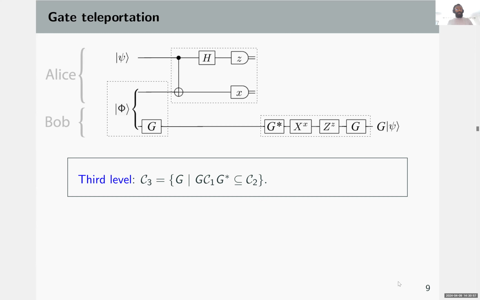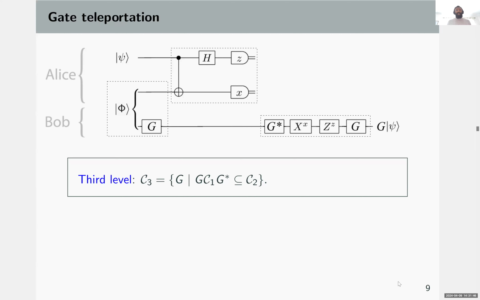And so this also motivates the definition of a third level gate. I defined C1 to be the Pauli gates, C2 to be the Clifford gates, and C3 looks very similar to the definition of C2. G is third level if when you conjugate a Pauli, you get back a Clifford. Originally a Clifford gate conjugates Paulis to Paulis. Now third level gates conjugate Paulis to Cliffords. The reason why this is interesting is because when G is third level, this third box, G star X Z G, is going to be Clifford, right? It's a conjugation of a Pauli by G. And if it's Clifford, that means we can do it fault-tolerantly.